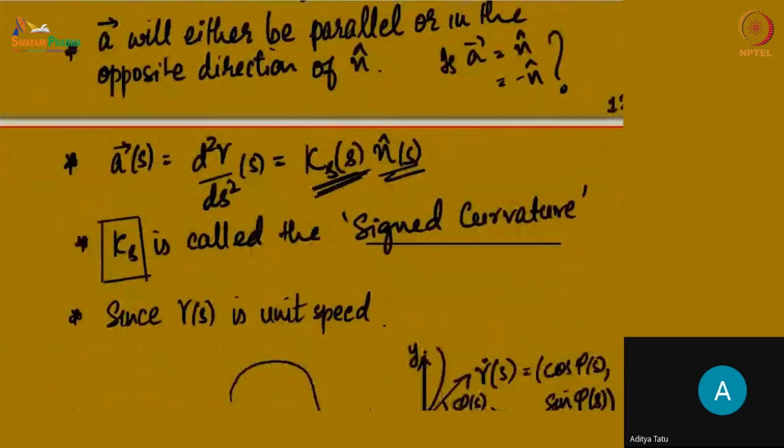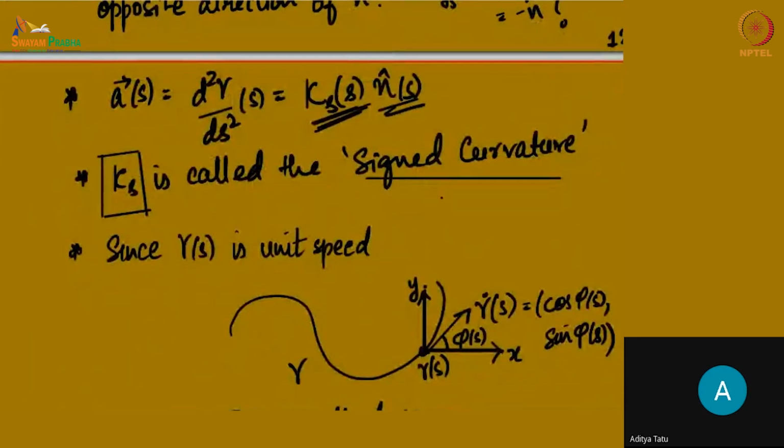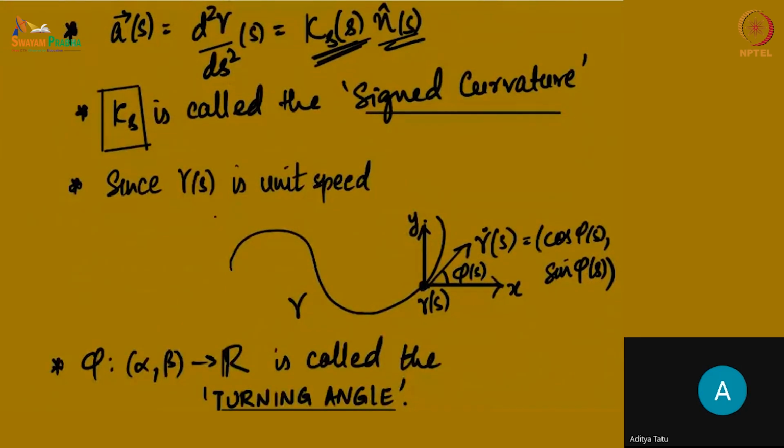Okay, there's another way to capture the signed curvature. Now we said that gamma s is a unit speed curve. Okay, I know I am almost out of time. I will finish the class in 5 minutes. Okay, so please give me 5 minutes time only.